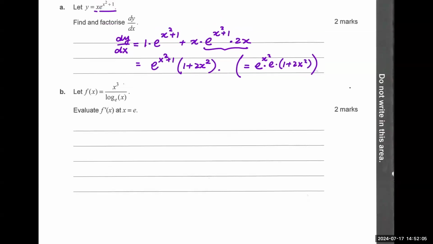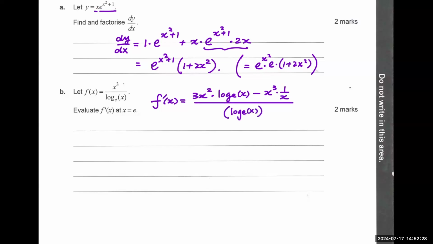Let f of x equal x cubed over log e of x. Evaluate f dash at x equals e. So use the quotient rule. u dash is 3x squared times log e of x minus x cubed times 1 over x. That's the derivative of log, divided by log e of x whole thing squared.